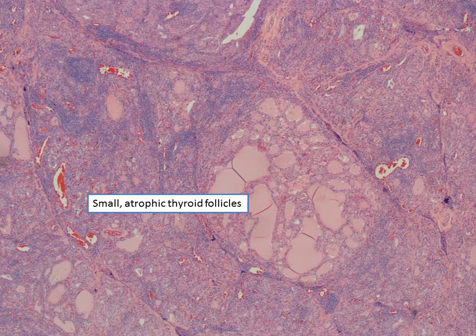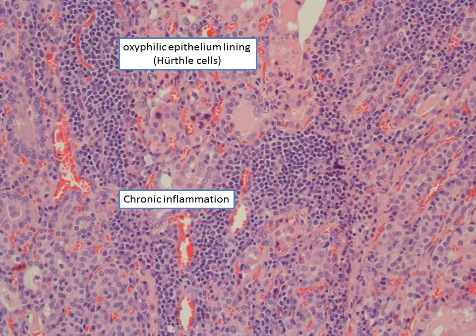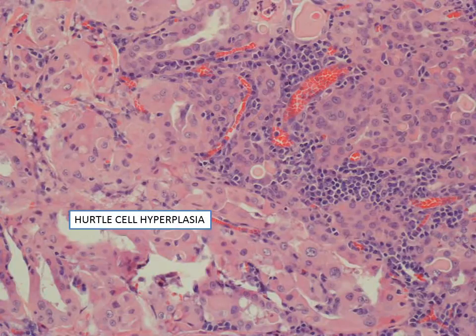Microscopically, you can see the small residual atrophic thyroid follicles with scattered intervening lymphocytic inflammatory infiltrate. The follicles are lined by oxyphilic epithelium or Hurthle cells, which are the cells that show eosinophilic cytoplasm, and the scattered chronic inflammation in the background. Hurthle cell hyperplasia is very commonly seen, which is depicted by these oncocytic type cells with the eosinophilic cytoplasm.